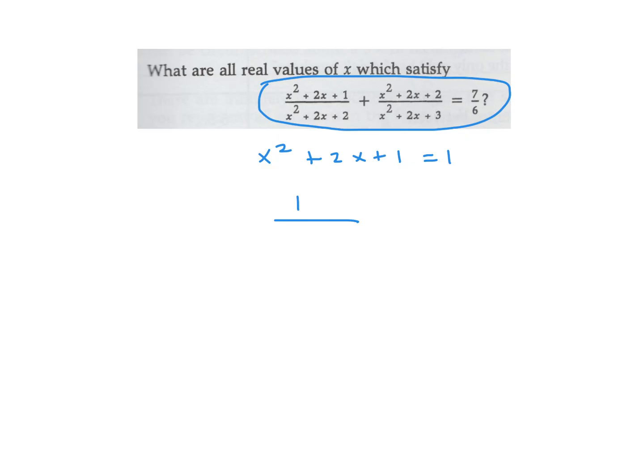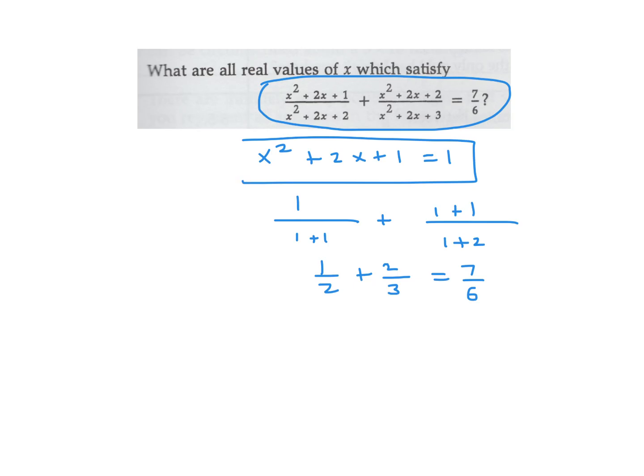What are all the real values of x which satisfy this equation? All right, so if I were to let x squared plus 2x plus 1 equal to 1, then this whole thing becomes 1 over 1 plus 1 plus 1 plus 1 over 1 plus 2. And that is actually 1 over 2 plus 2 over 3, and that does indeed equal 7 over 6. So it all works out.